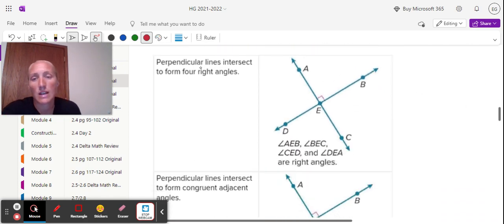You can also have a statement, which we're going to get to here in a second. So perpendicular lines intersect to form 4 right angles. Whenever you have those perpendicular lines, for instance, in this case here, we've got this one that is marked. There are actually more angles there.